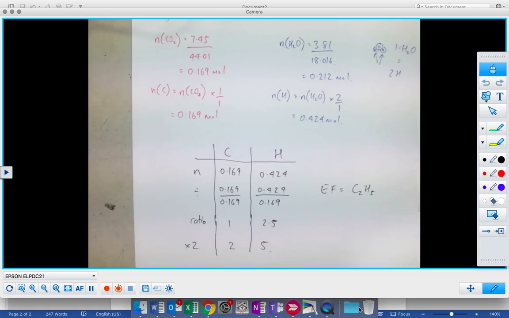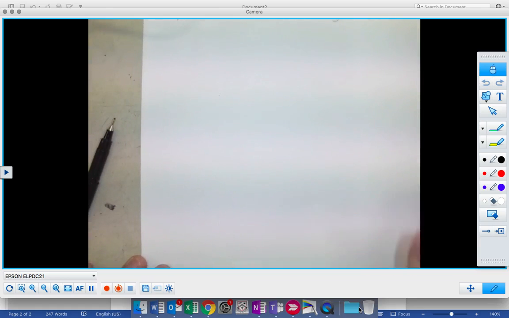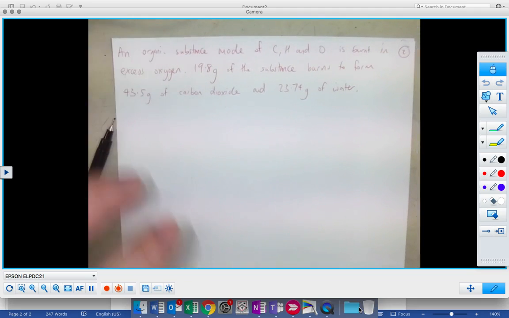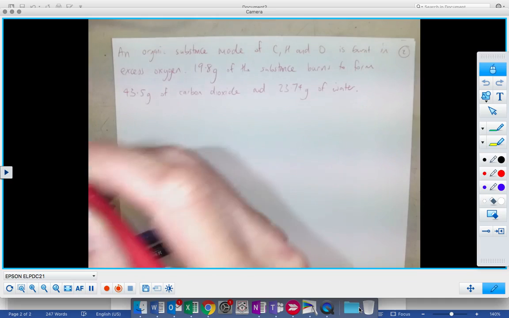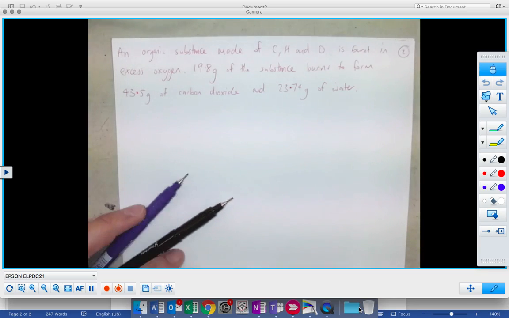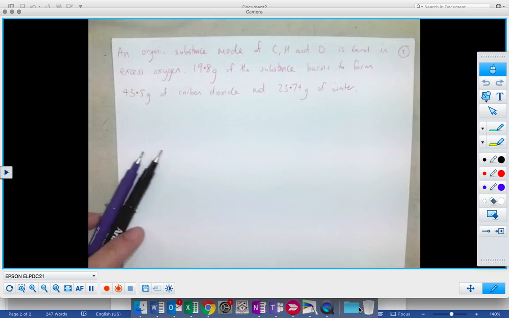Okay, so here is another question. An organic substance made of carbon, hydrogen, and oxygen is burnt in excess oxygen. 19.8 grams of the substance burns to form 43.5 grams of carbon dioxide and 23.74 grams of water. All right, just in case you can't see those decimal places. So let's go work this out.